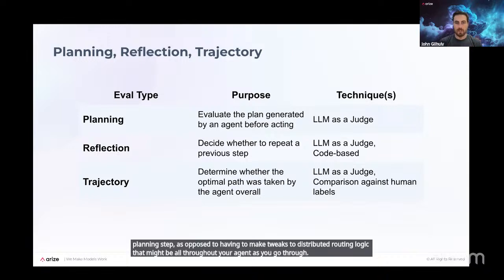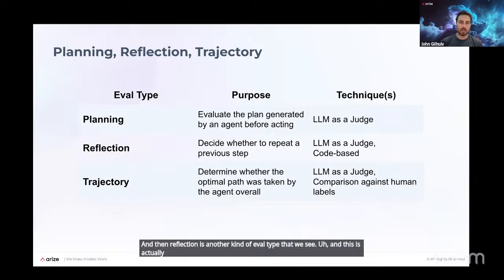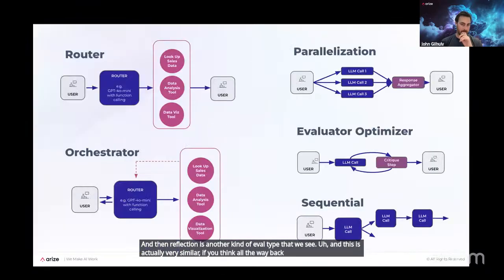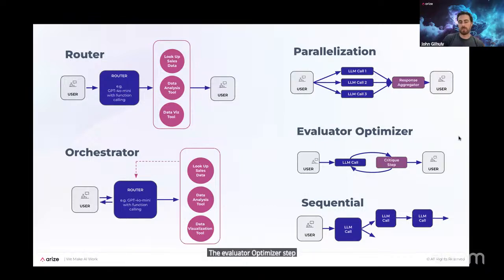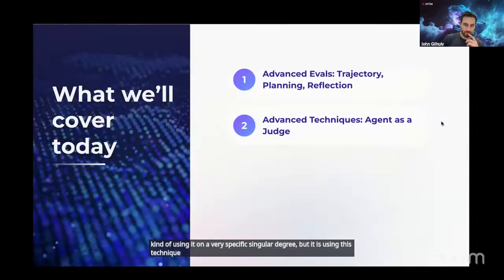And then reflection is another eval type that we see. This is actually very similar, if you think all the way back to our evaluator optimizer pattern, where you have an LLM call or a step in your agent that is then evaluated and critiqued. The evaluator optimizer step really is using reflection to some degree. It's using it in a very specific, singular way, but it is using this technique of reflection.